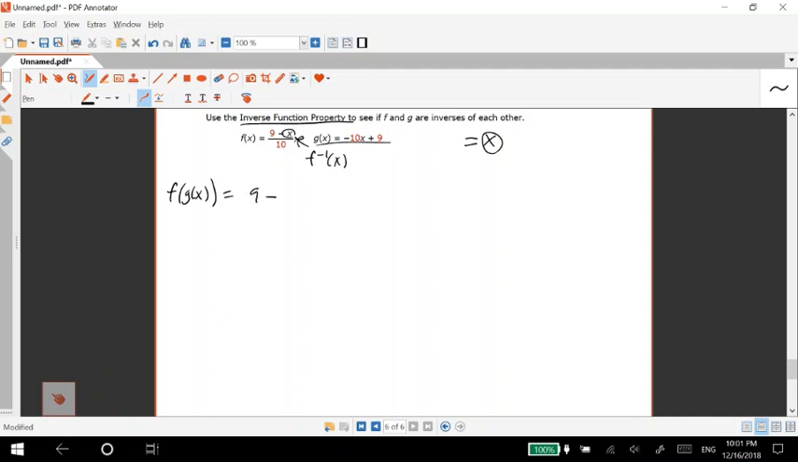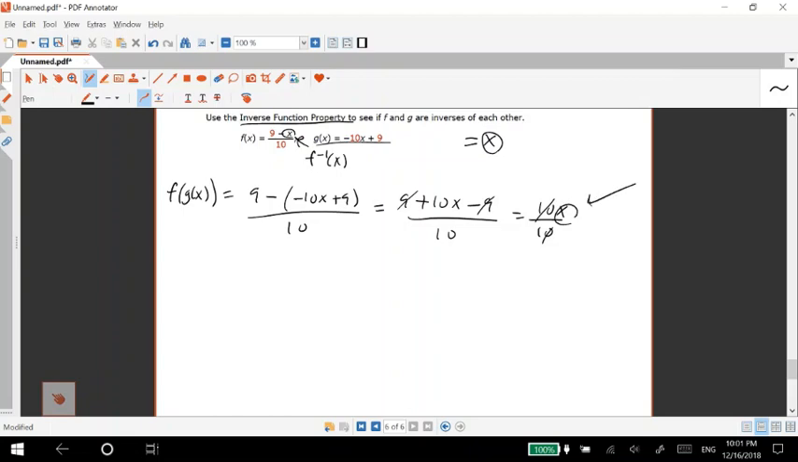So we have 9 minus, and we'll plug in our g of x, so negative 10x plus 9, all that over 10. And let's see what happens. So we have 9. Let's distribute that minus sign in there. So we have plus 10x minus 9 over 10. So we see our 9 and minus 9 are redundant, so we have 10x over 10. And would you look at that, we have an x. So it works out that way.